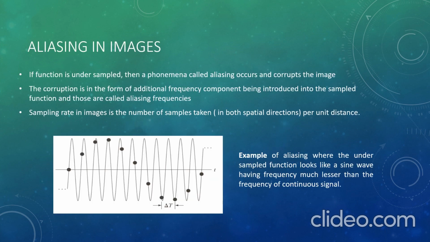Aliasing in images. If a function is undersampled, then the phenomenon of aliasing occurs, which corrupts the image. The corruption of the image can be in the form of additional frequency components that are introduced into the sampled function, and these frequencies are called aliasing frequencies. The sampling rate in images is the number of samples taken per unit distance. In the given example, the aliasing can be seen where the sampled function looks like a sine wave with a lesser frequency than the continuous signal.